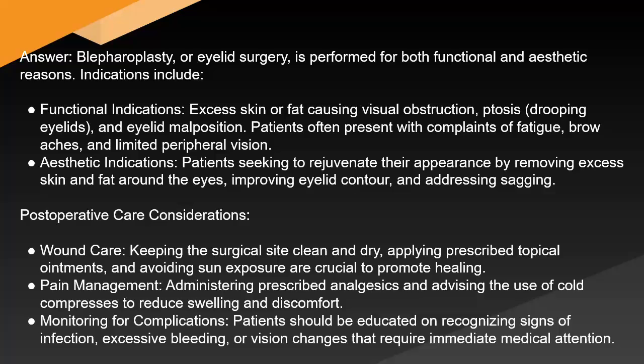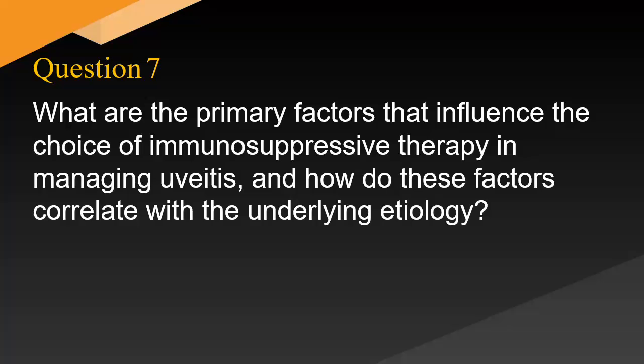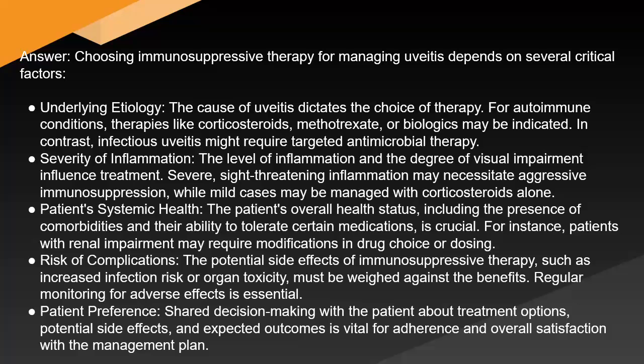What are the primary factors that influence the choice of immunosuppressive therapy in managing uveitis, and how do these factors correlate with the underlying etiology? Answer: Choosing immunosuppressive therapy for managing uveitis depends on several critical factors. Underlying etiology: the cause of uveitis dictates the choice of therapy. For autoimmune conditions, therapies like corticosteroids, methotrexate, or biologics may be indicated. In contrast, infectious uveitis might require targeted antimicrobial therapy.